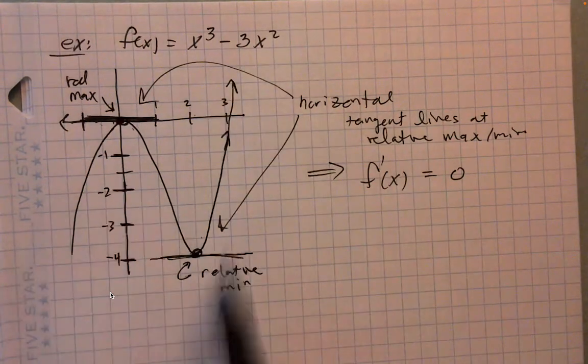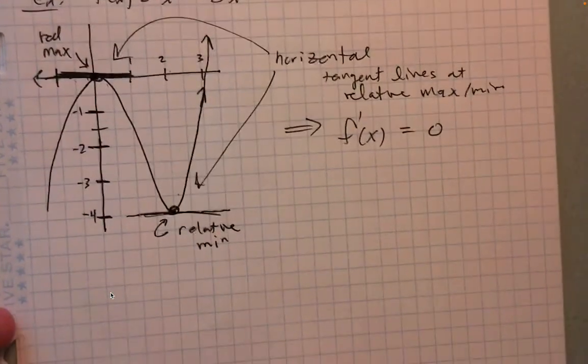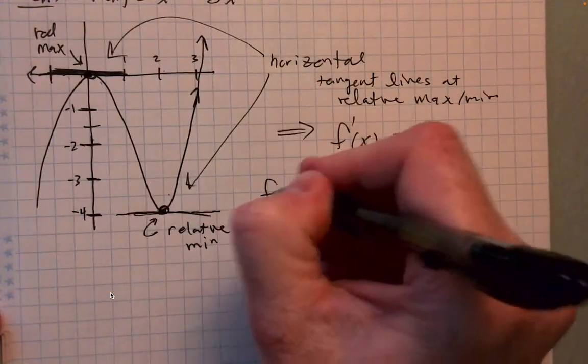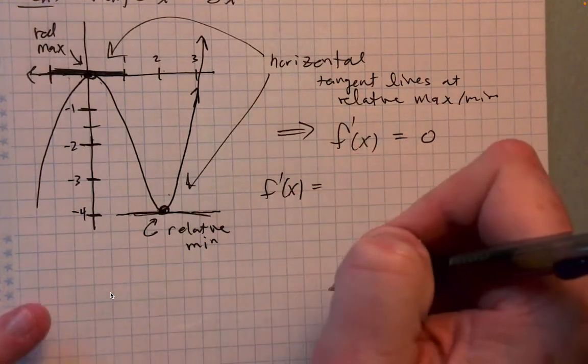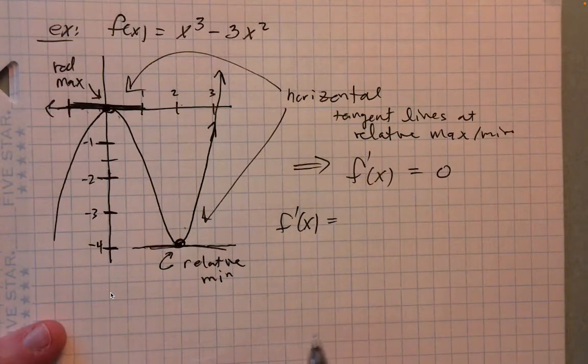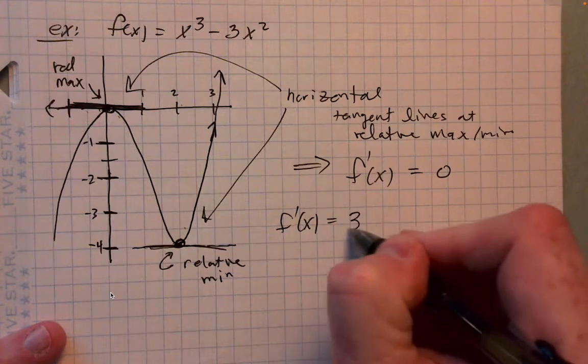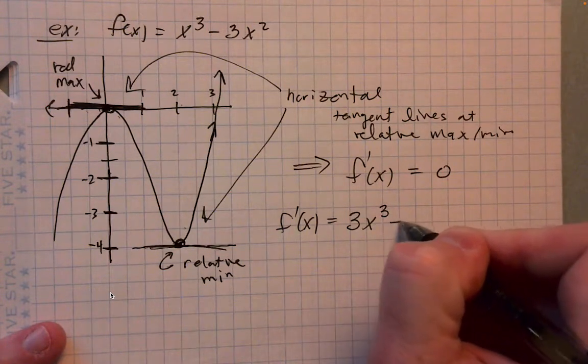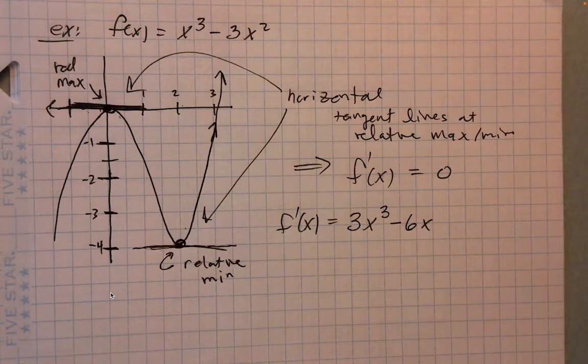So let's take a look at that. We have the actual function, a relatively decent drawing of it. Let's take a look at the derivative. The derivative of this function, f of x equals x cubed minus 3x squared, we can quickly calculate as 3x squared minus 6x. That's the value of the derivative.